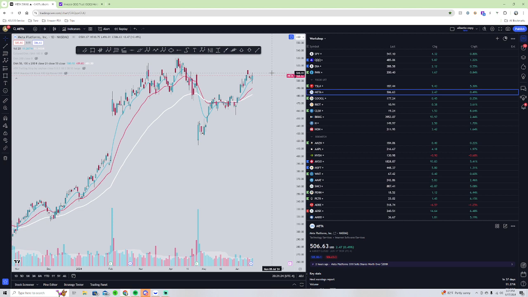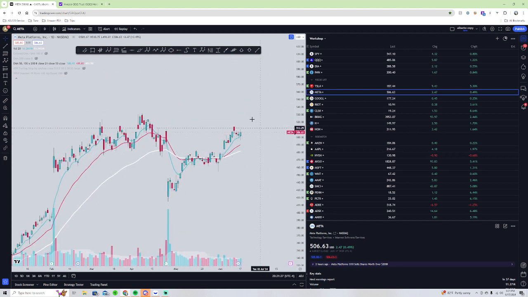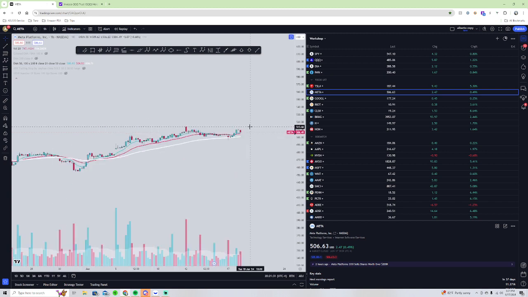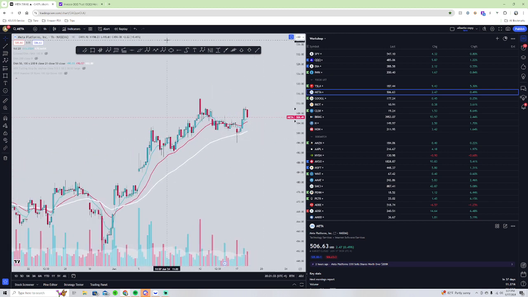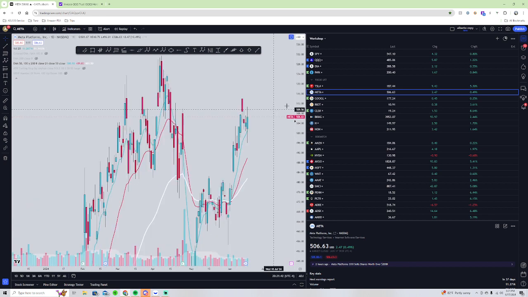Meta, I think, could definitely make the watch list because this one didn't really move much today. So if tomorrow it stays up, I think if we can get through today's high right here, you can see that's clearly a big level there at like 510, 511. It can move higher. So this one I definitely want on my focus list.